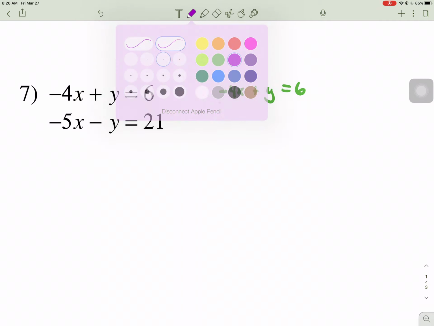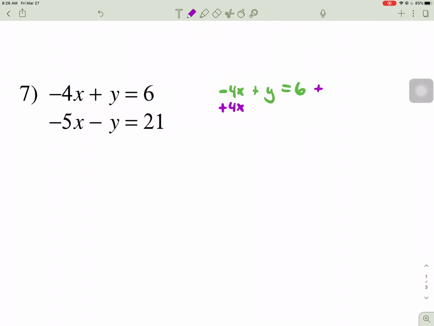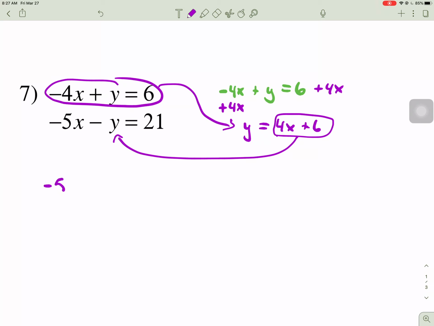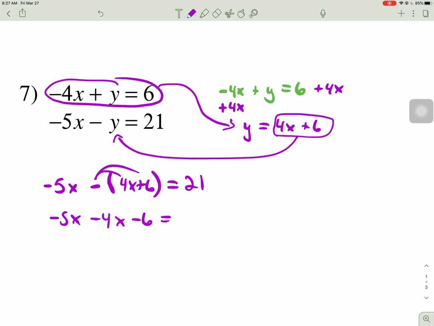Well, that's as easy as add 4x. So you get y equals 4x plus 6. And now it's almost as though this equation is the same, it's just turned into this. So now that I know y equals 4x plus 6, I could take 4x plus 6 and plug it in for y. So we get negative 5x minus, don't forget that minus there, parentheses, 4x plus 6 equals 21. Negative 5x minus 4x minus 6 equals 21.